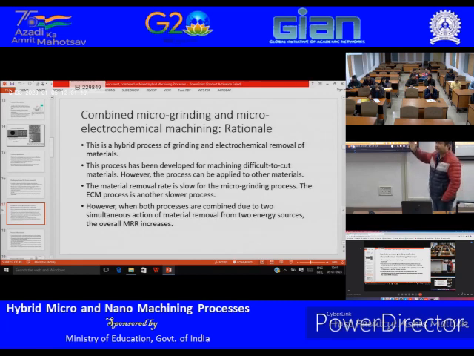Which one? Yeah, but all the processes look very similar, right? When you learn about so many processes. So as you can see from the name, you are combining microgrinding and ECM process together, but remember, those are not one after another. You want to do it simultaneously. So how can you do that?